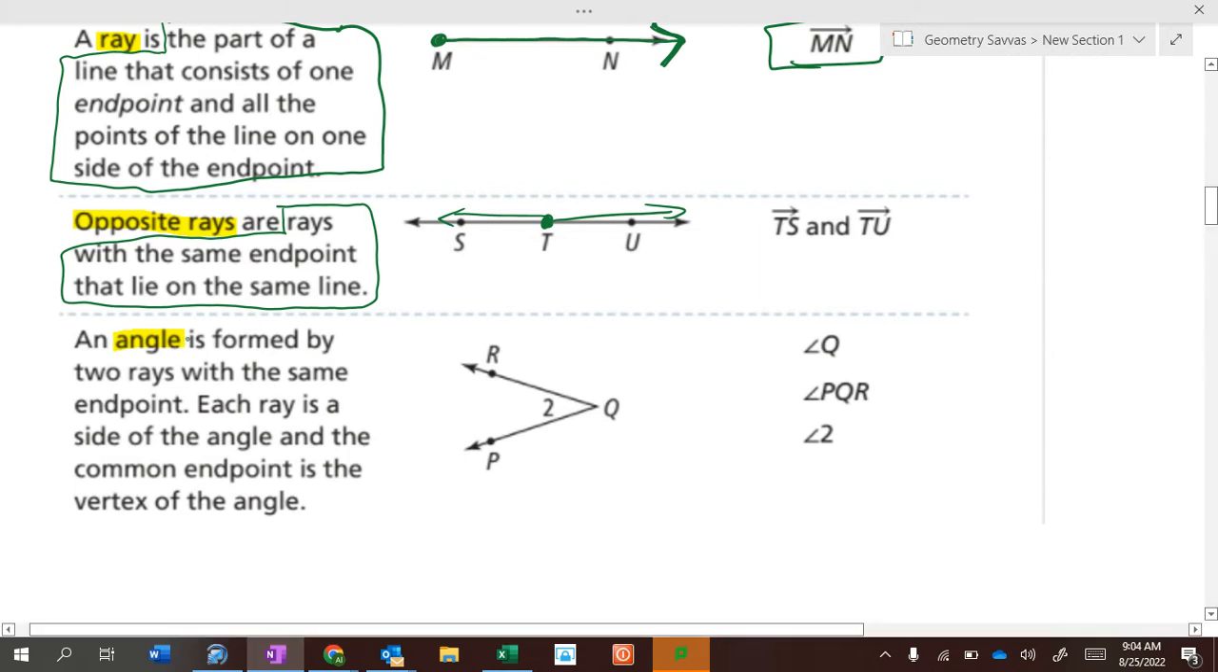And last but not least, an angle is formed by two rays with the same endpoint. Each ray is the side of the angle, and where the two endpoints meet is called the vertex of the angle.